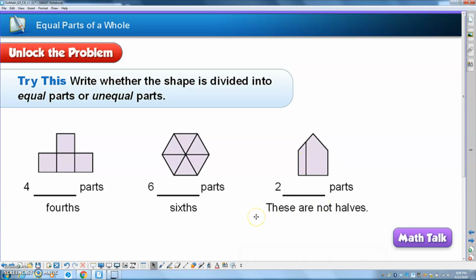So you're going to do the 8.1 lesson for today, the share and show, and you're going to be looking at equal parts, and you're going to be looking at shapes that might not be equal. Okay, so do the share and show and make sure that you turn it in when you are finished.